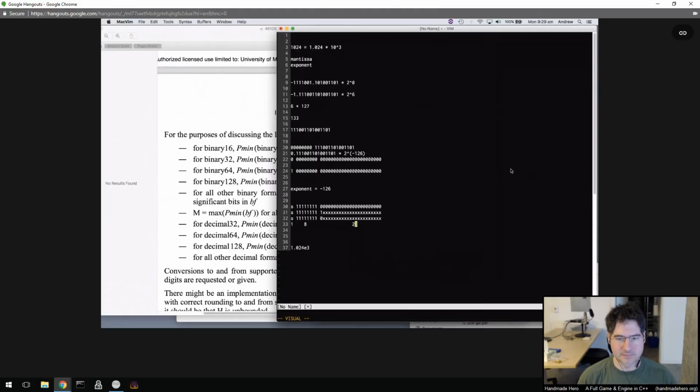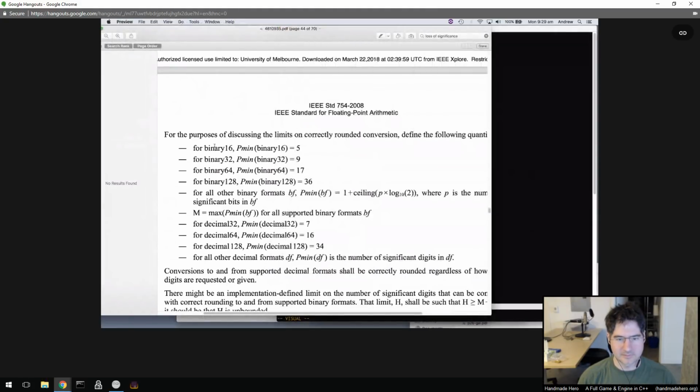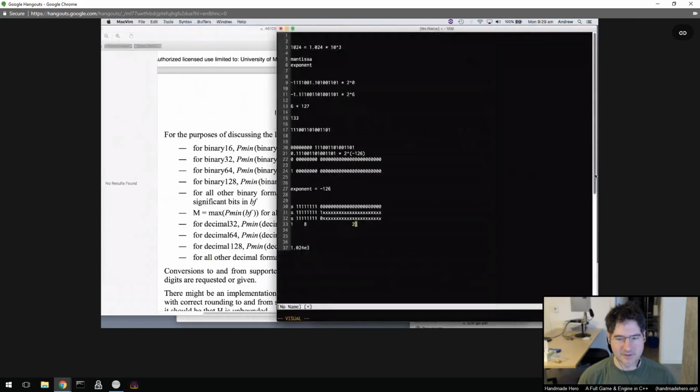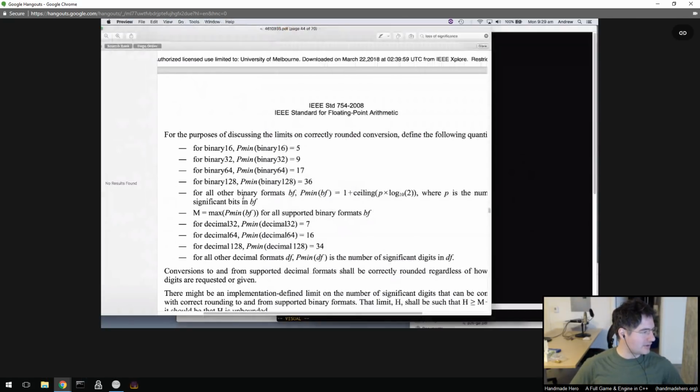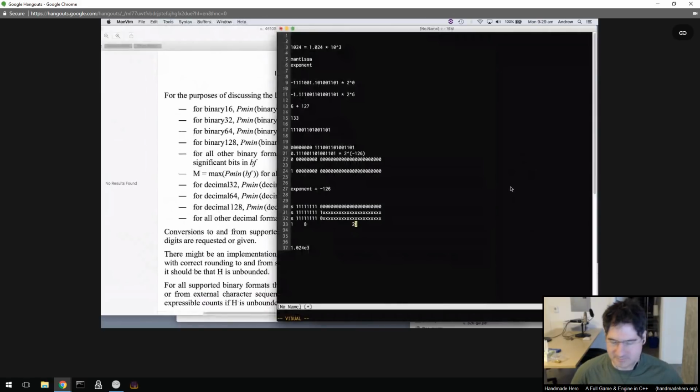Here they are: binary 16, binary 32, binary 64, binary 128. So we've got half precision as well. Decimal 32, decimal 64, and decimal 128. Those are the main versions that are in the standard. I accidentally landed on that page. Okay, I don't think there were any real questions other than that one. So you take it away.